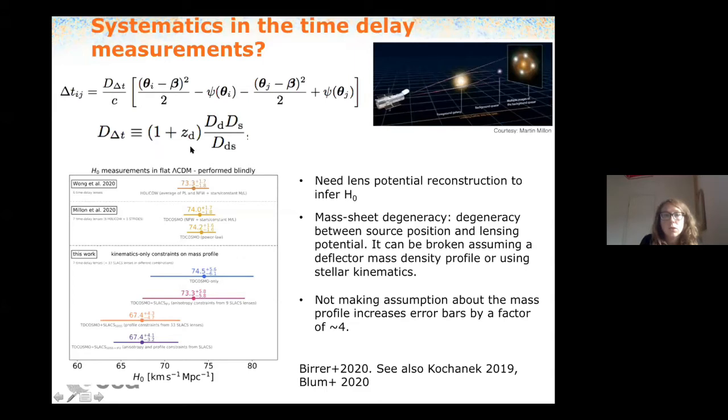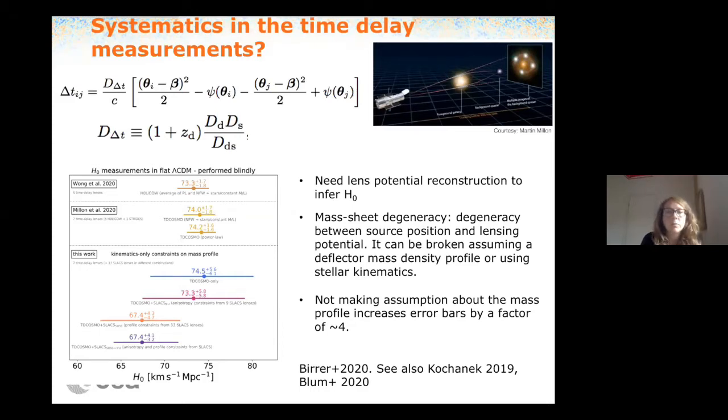However, in order to infer these distances, you need to have a knowledge of the lens reconstruction, I mean the lensing potential of the lens. And there is a problem with this because from lensing data alone, you cannot unambiguously reconstruct this potential. There is a degeneracy, called the mass sheet degeneracy, which essentially tells you that there is a degeneracy between the source position and the potential profile of the deflector. Now, the way people have used to break this degeneracy is to assume a particular lensing profile.